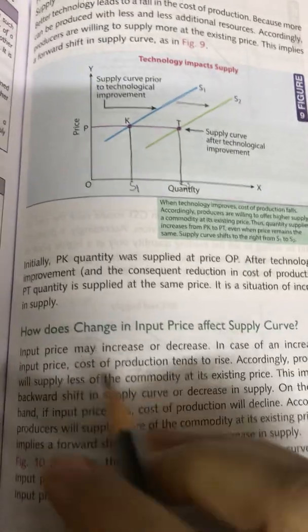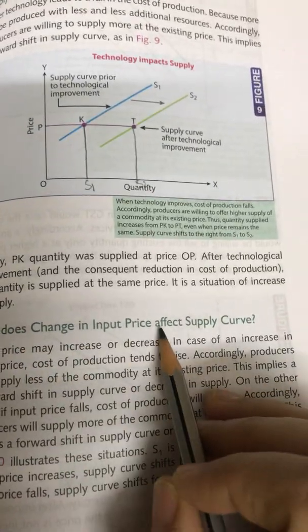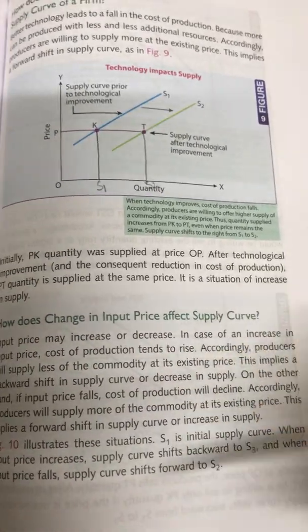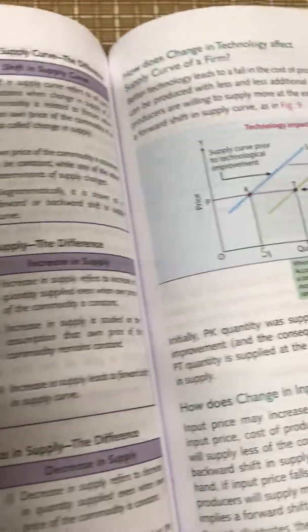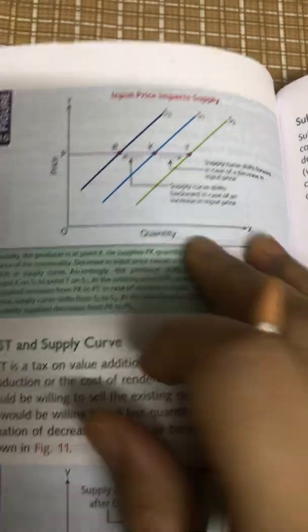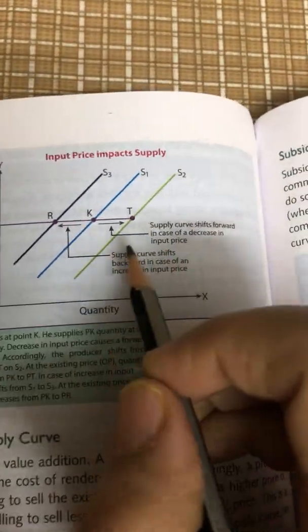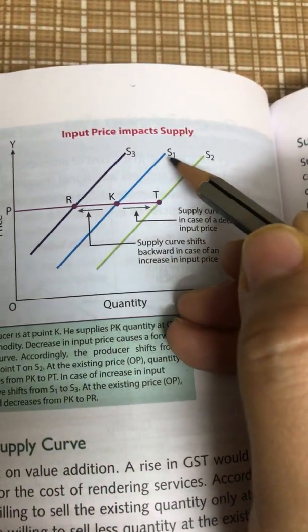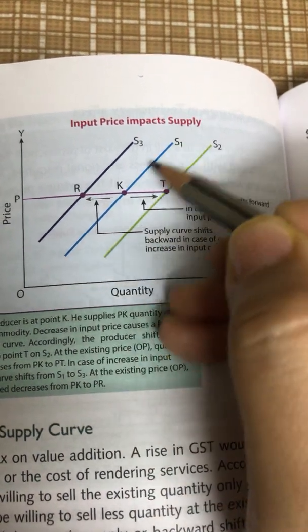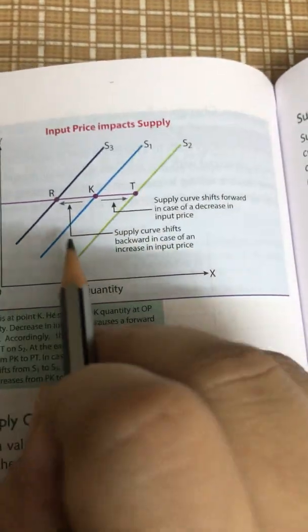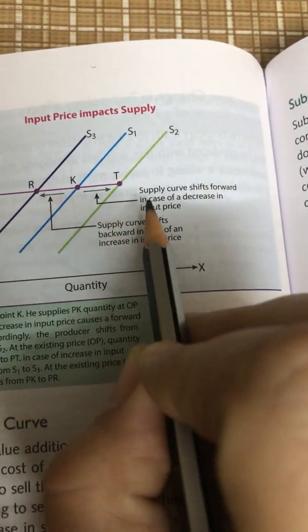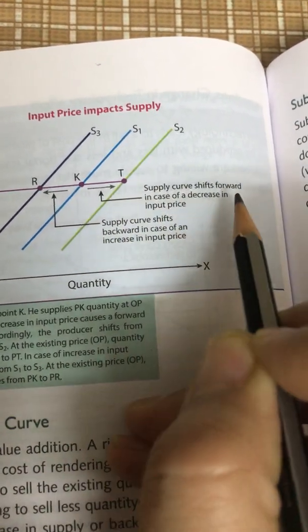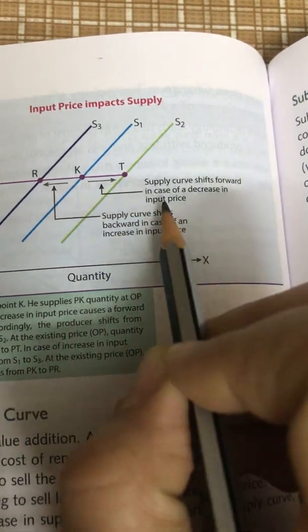The next comes, how does change in input prices affect the supply curve? Input price could also increase or decrease, as I already gave you the example of raw materials and your other costs of production. As you can see in this diagram, S1 is the original supply curve. Now let's take S2. S2 is happening because the supply curve shifts forward in case of a decrease in input price.